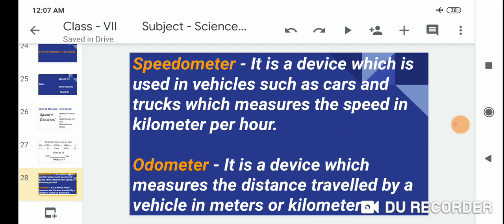Speedometer is a device which is used in vehicles such as cars and trucks, which measures the speed in kilometer per hour. Odometer is a device which measures the distance traveled by vehicles in meters or kilometers.